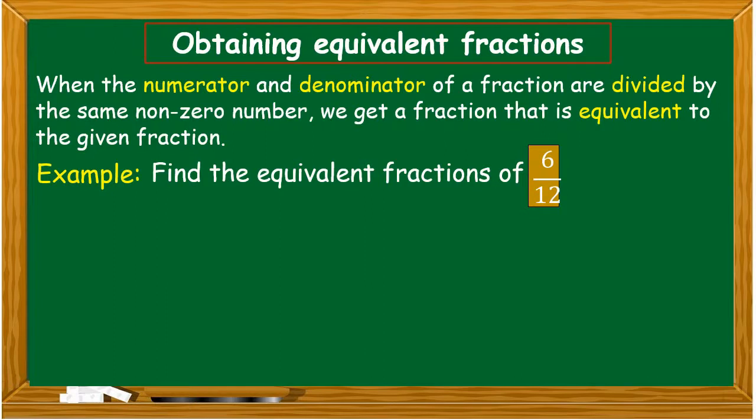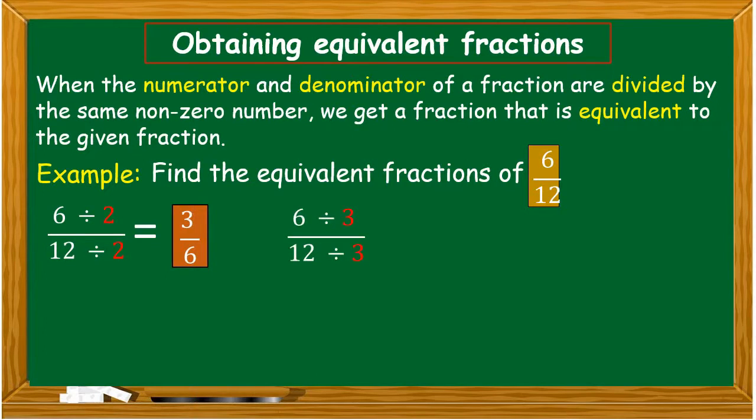Let us divide the numerator and the denominator of the fraction by 2. So we get 6 divided by 2 upon 12 divided by 2, which is equal to 3 upon 6. Now, let us divide the given fraction by 3. 6 divided by 3 upon 12 divided by 3, which is equal to 2 upon 4.